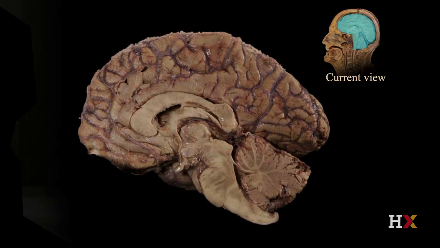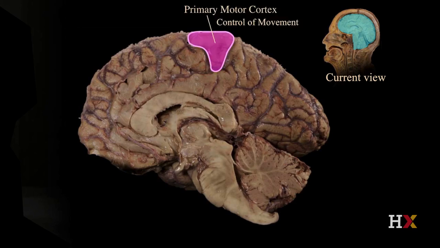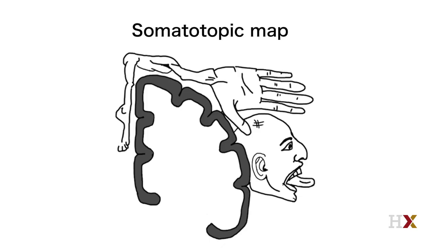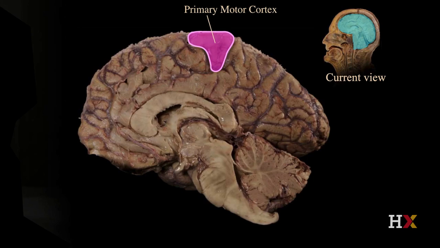The following is a neuroanatomical overview of the motor system. Voluntary movement is initiated in the primary motor cortex, where there is a somatotopic map of the body. Primary motor cortex functions mainly to execute movement.